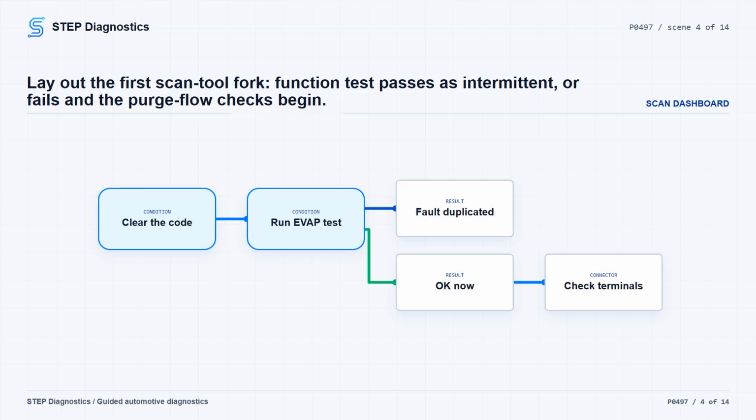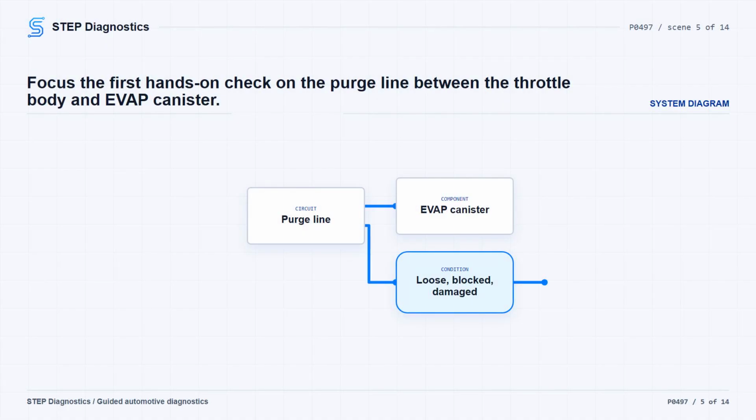If the result is not OK, the failure is duplicated, and you move into the purge flow checks. Turn the ignition OFF. Check the EVAP canister purge line between the throttle body and the EVAP canister for a poor connection, blockage, or damage. If the line is OK, continue testing. If it is not OK, reconnect or repair the purge line, then verify the repair and confirm the code stays gone.